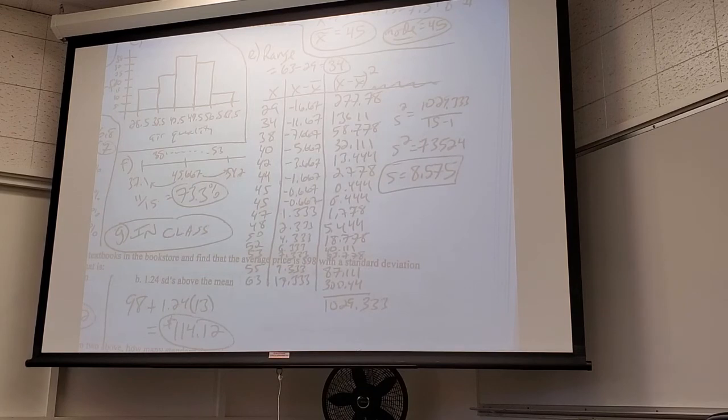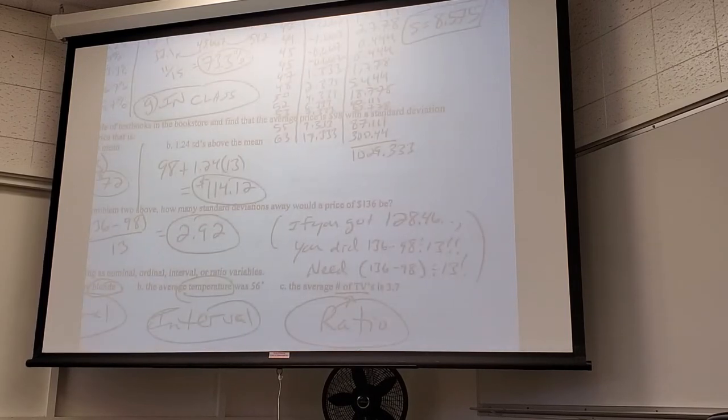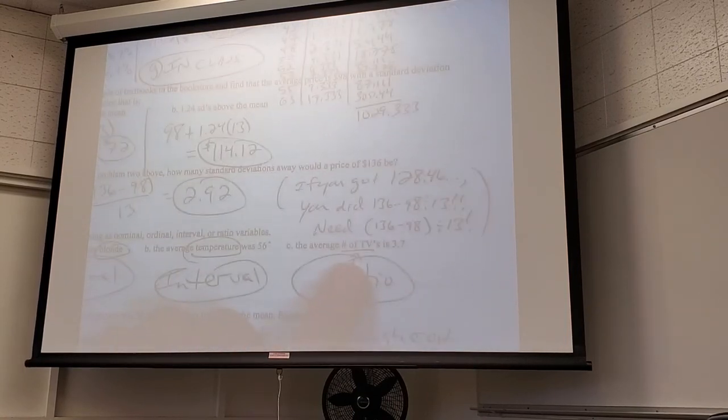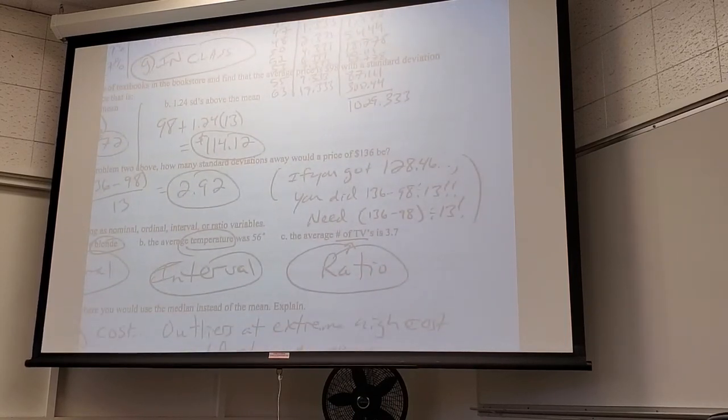Why is number 4 per C ratio? The number of TVs. Notice I didn't say to explain, so I didn't explain. But yeah, the average number of TVs. Could there be 0 TVs? Does that mean the absence of TVs? Yes, 0 would mean the absence of TVs. Ratio. Is the most important thing for ratio that 0 means nothing? That's the quickest check.